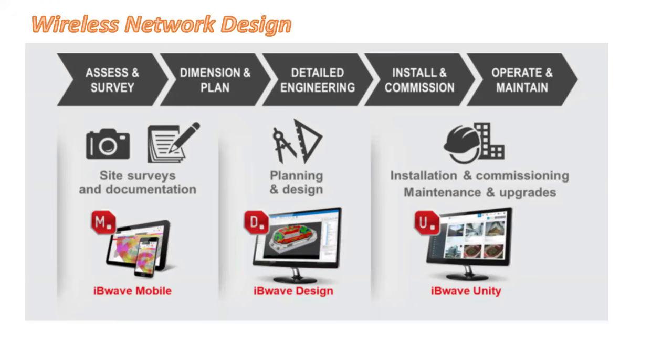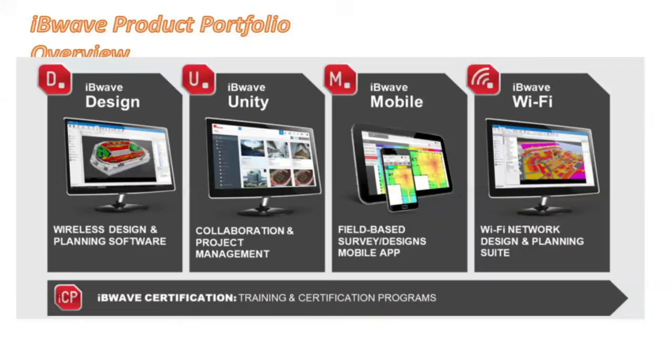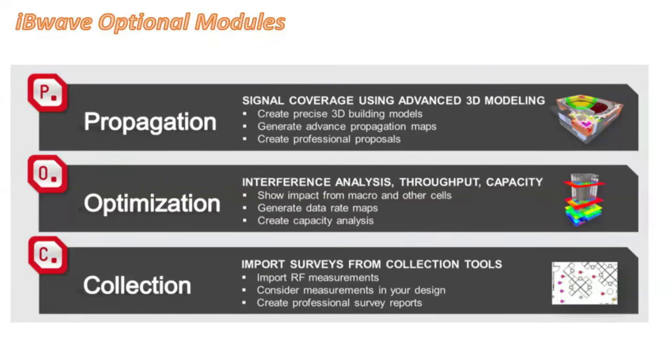maintain. So because it has various products like IBWave Mobile, IBWave Design, IBWave Unity, right? So it has IBWave Design, Unity, Mobile, and Wi-Fi. And it has various optional modules like propagation, optimization, and collection. In short, this is the best tool for in-building design, planning, and optimization. And I'm using it for many, many years. It makes my work so much more efficient and productive.